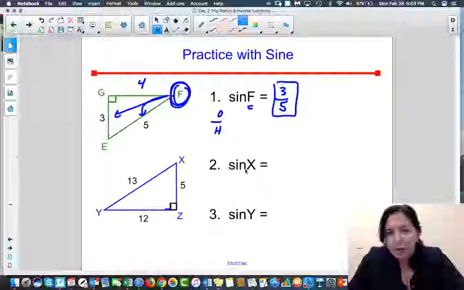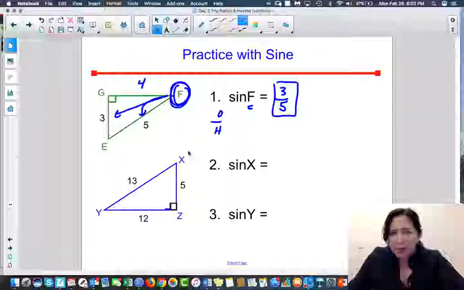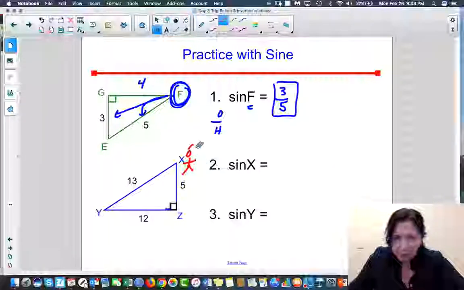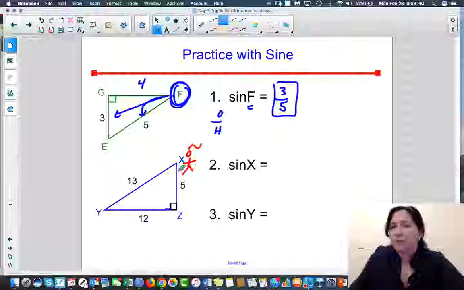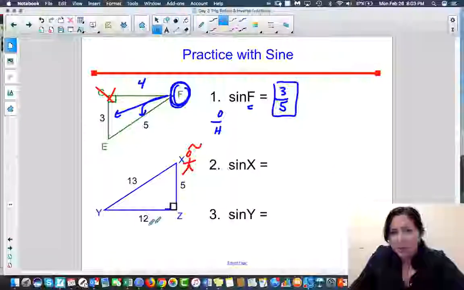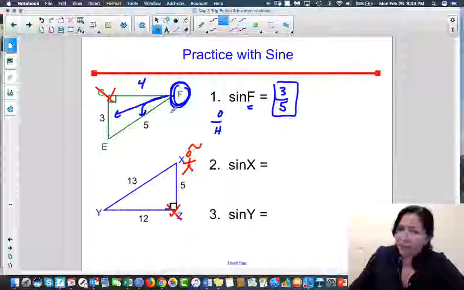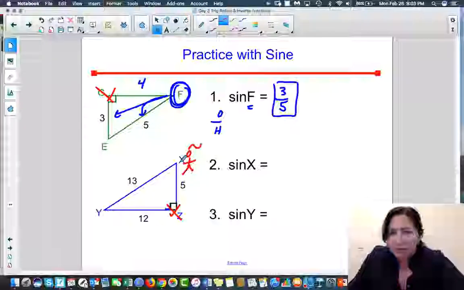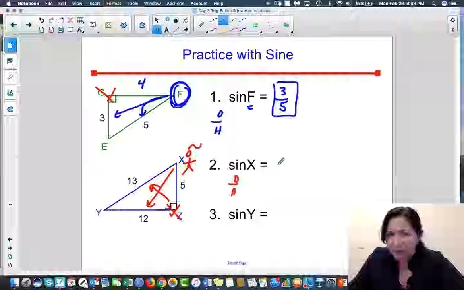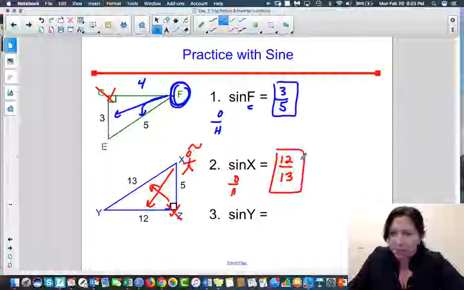For this one, we have sine of x. So now I have to put myself at x. Some people draw themselves there, some people circle the x, whatever you have to do to make yourself understand that you're at that angle. Remember, you're never going to be at the right angle. Don't ever put yourself at that angle. So sine of x, opposite over hypotenuse, is going to be 12 over the hypotenuse, which is 13. So that's the ratio.